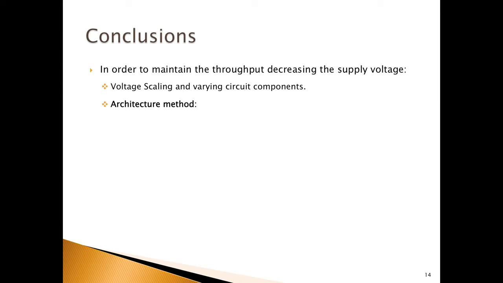To finish our presentation, we are going to present the conclusions extracted from our study. At the beginning of the presentation, we showed different methods to lower the power consumption of a circuit, and we've presented the architecture methods of pipeline and parallelism, but what are the benefits and drawbacks of each architecture method?